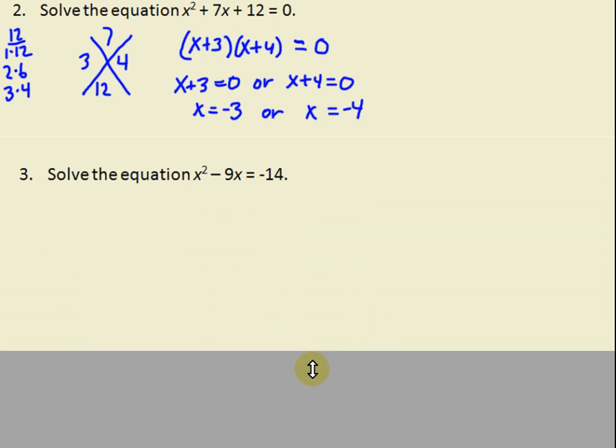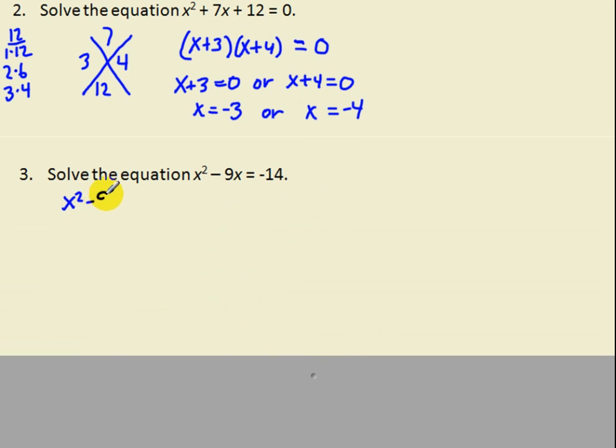In number 3, here we have a quadratic, but notice that we have two terms on the left-hand side of the equal sign, and then we've got a constant on the right-hand side. In general, not always, but in general, when you see a quadratic, you'd like to get all of the terms to one side of the equation and set it equal to 0. So in other words, we want to move this negative 14 by adding 14. That means it's going to become a positive 14 on the left-hand side of the equal sign. So x squared minus 9x plus 14 equals 0.